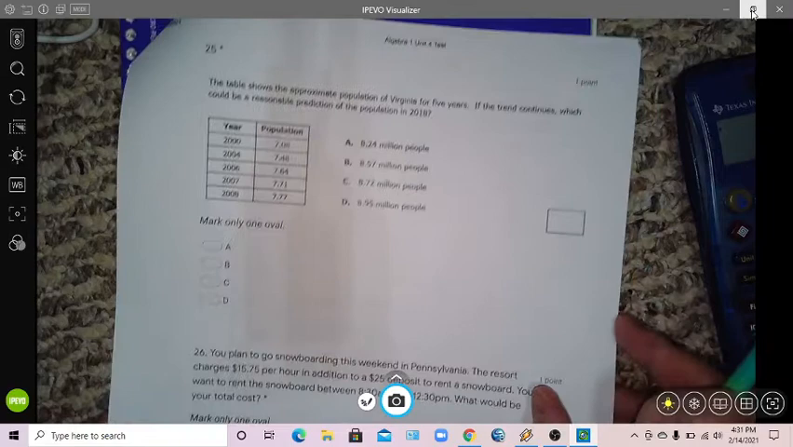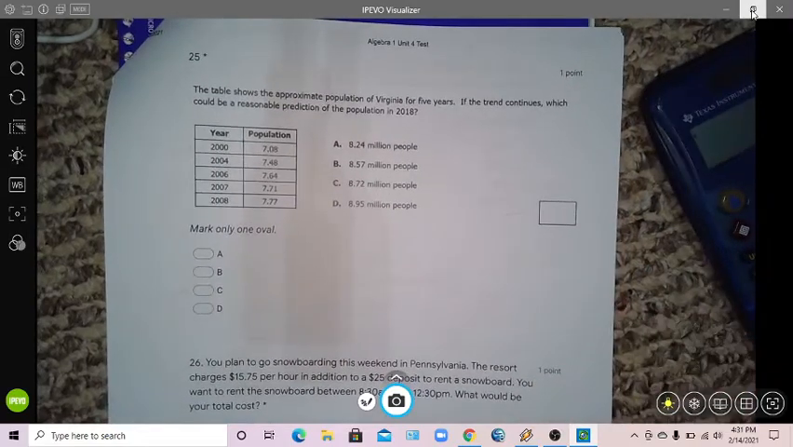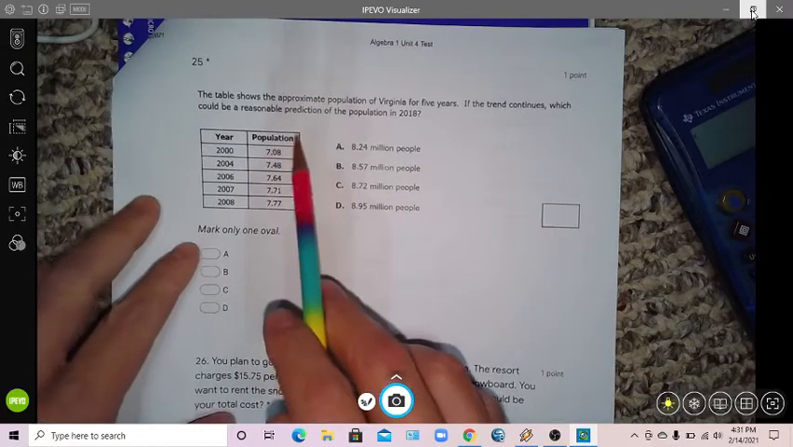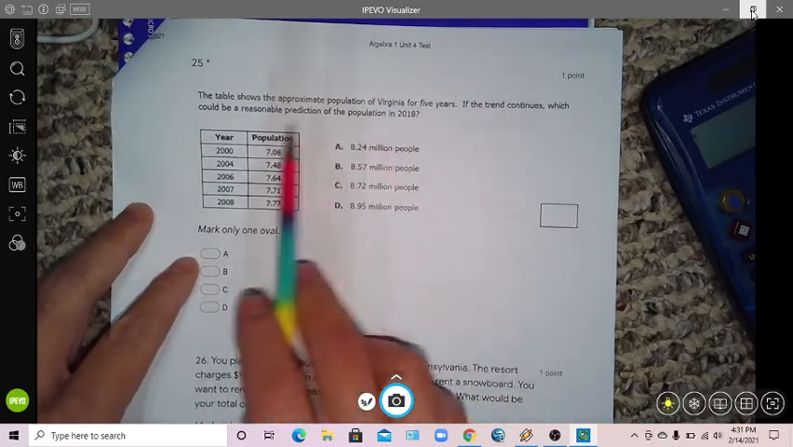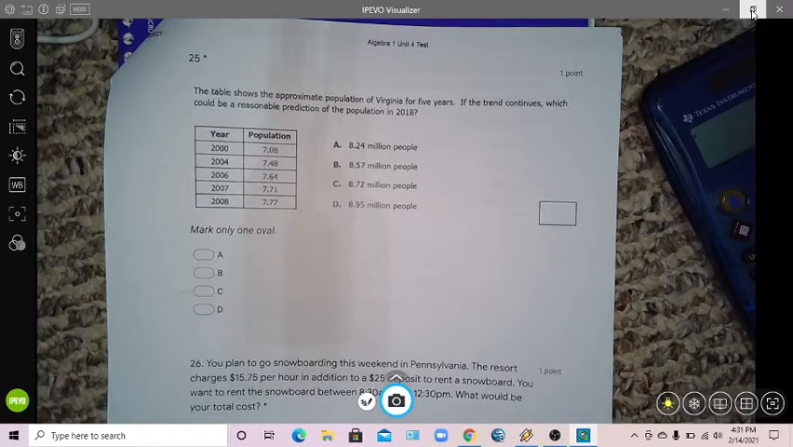Alright, let's take a look at the next one. Another table. For this one, it says approximate population for Virginia for 5 years. If the trend continues, what should be a reasonable projection for the population of 2018?